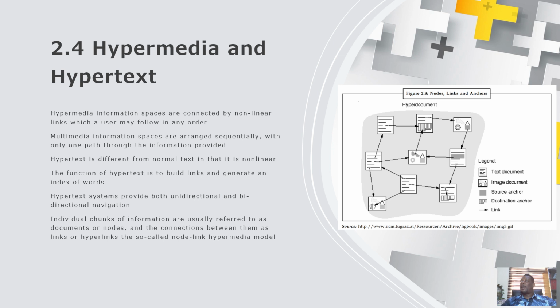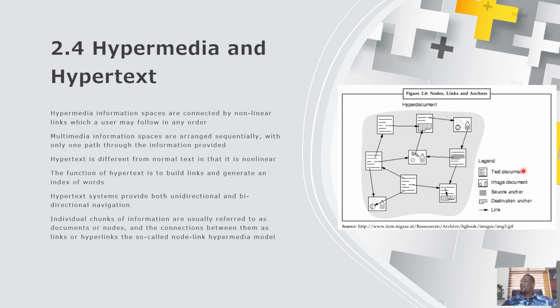Now let's hit on hypermedia and also hypertext. With hypermedia information, spaces are connected by linear links, which a user may follow in order. So for instance, let me use this as an example. We can have a hyper document that contains all this information.